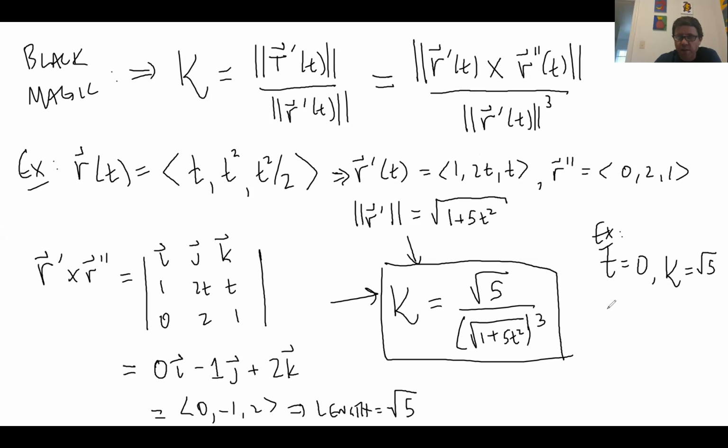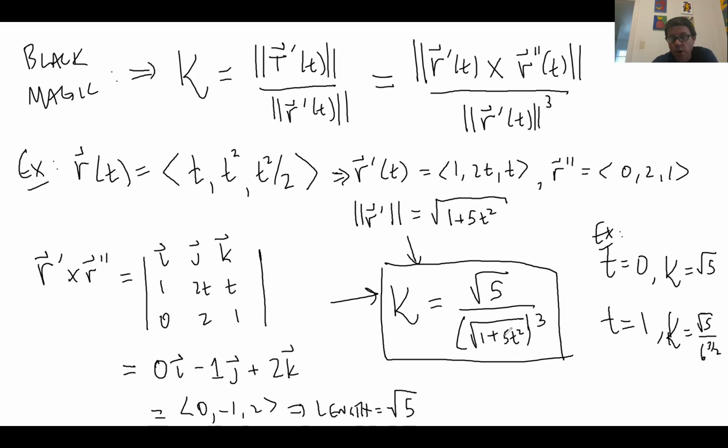I don't know if there's any other good, let's try t equals 1. So if t is 1, then this gets ugly, but the curvature will be square root of 5 over, and the denominator will be 1 plus 5, so that's 6. Square root of 6 cubed, I guess you could just write that as 6 to the 3/2, which is certainly smaller because the denominator here is going to be bigger than 1. You're dividing, so that means at this second point it's less curvy.